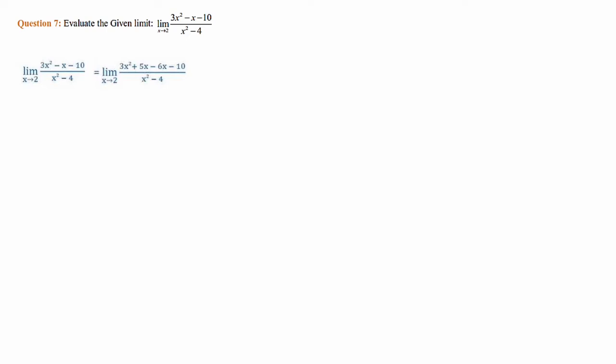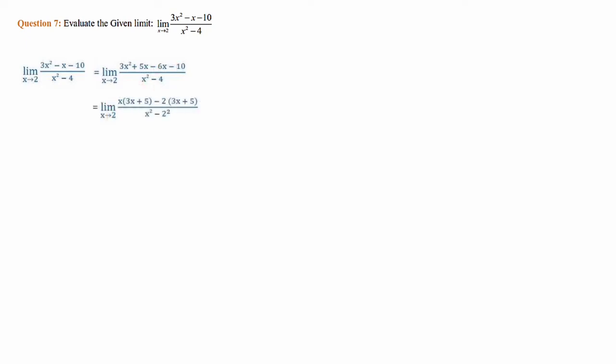Let's factorize this numerator. Here the product is minus 30 and the sum is minus 1, which means splitting the middle term. We can use the numbers 5 and minus 6. 5 into minus 6 is minus 30, and 5 minus 6 is minus 1, so it is suitable here. So 3x square plus, this minus x we will split as 5x minus 6x. 5 into minus 6 gives the product minus 30 and 5 minus 6 is minus 1, so we get minus 1x here. So 3x square plus 5x minus 6x minus 10 divided by x square minus 4.